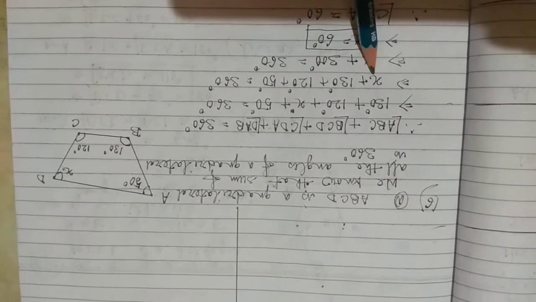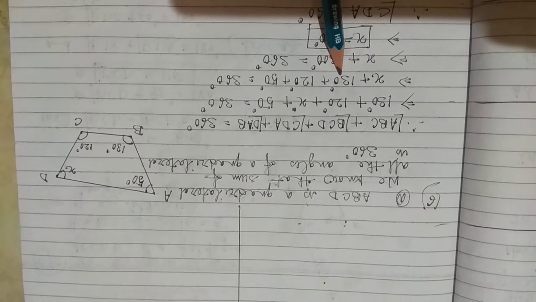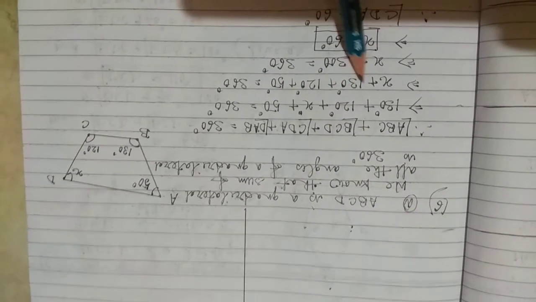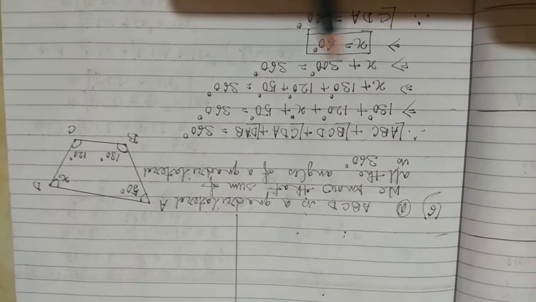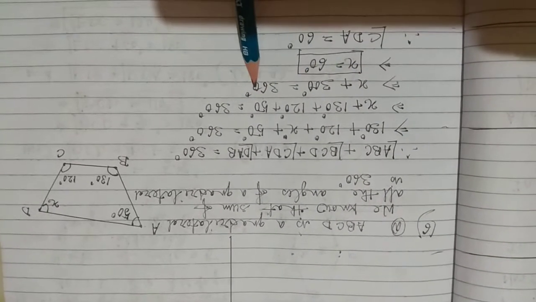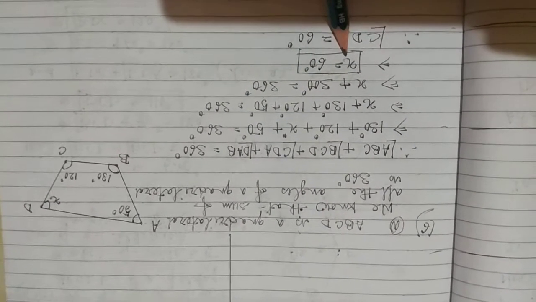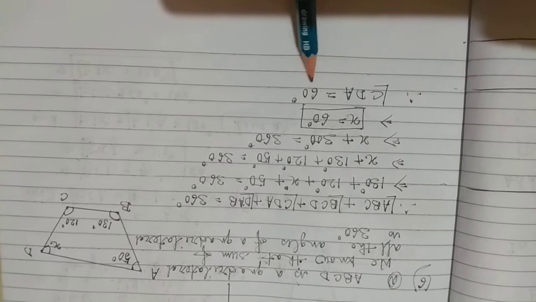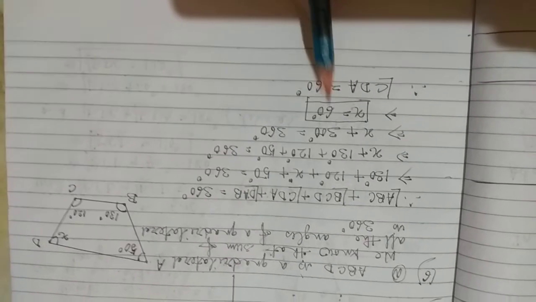So x plus 130 degrees plus 120 degrees plus 50 degrees equal to 360 degrees. The sum of these three numbers equals 300 degrees. So x plus 300 degrees equal to 360 degrees. So x equals 360 minus 300 equals 60. So angle CDA equals 60 degrees, or x equals 60 degrees.